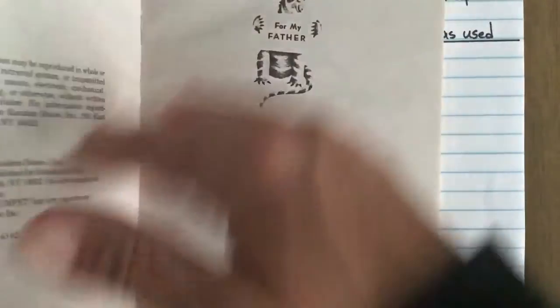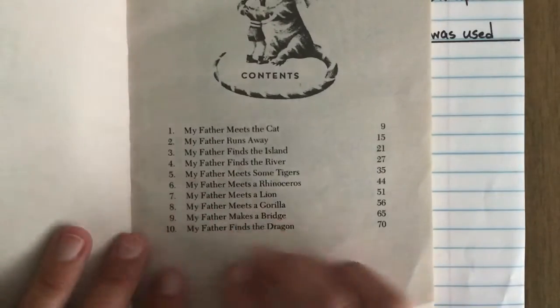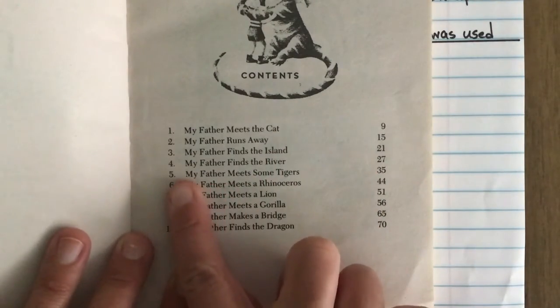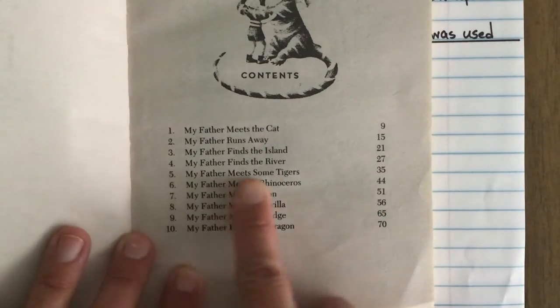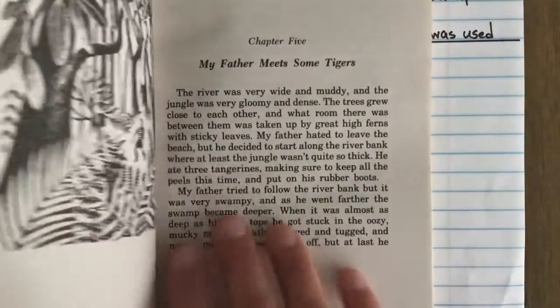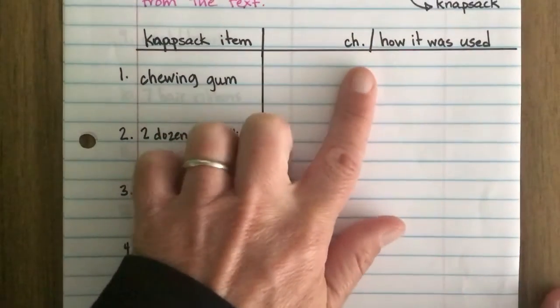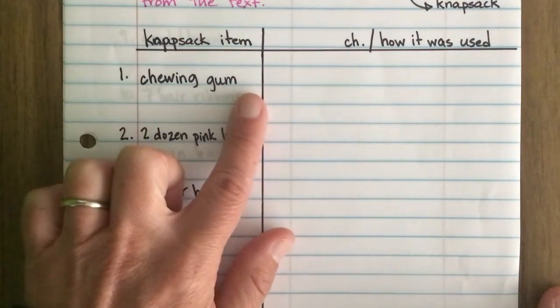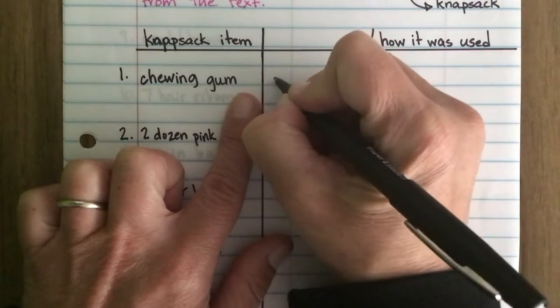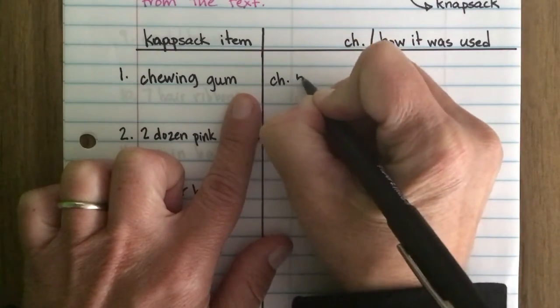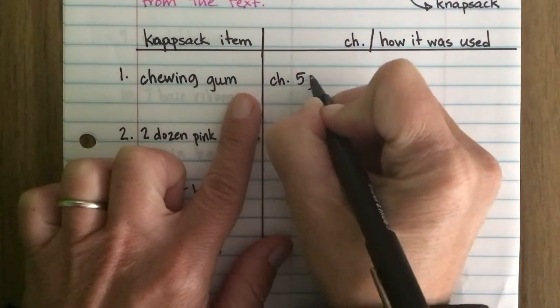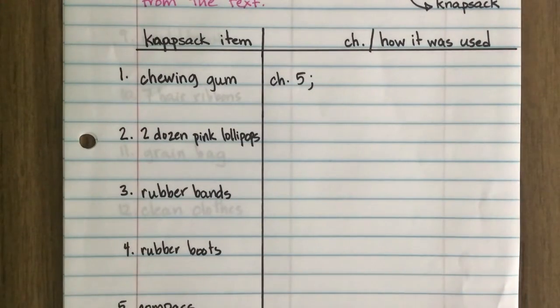So let's open to our table of contents, just like we do every day. And let's remember what chapter that was. Chapter 5, My Father Meets Some Tigers. So I'm going to turn there. And then what I'm going to do is right here, what's the first thing that I ask you to do? I ask you to put the chapter. So I'm going to say chapter 5. Chapter 5. That's where the chewing gum was used.